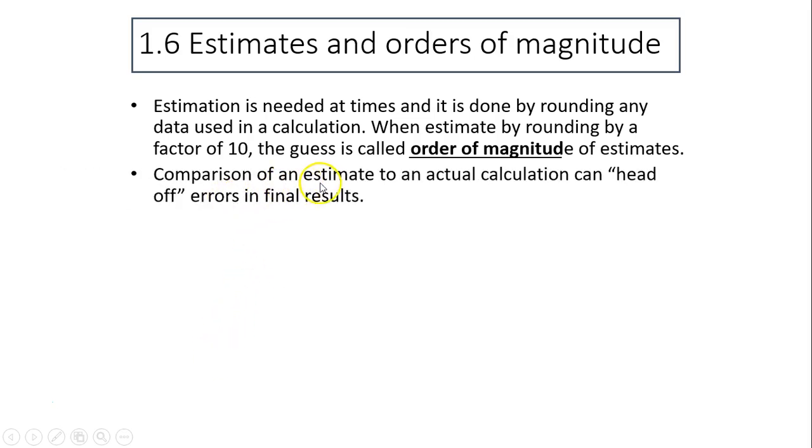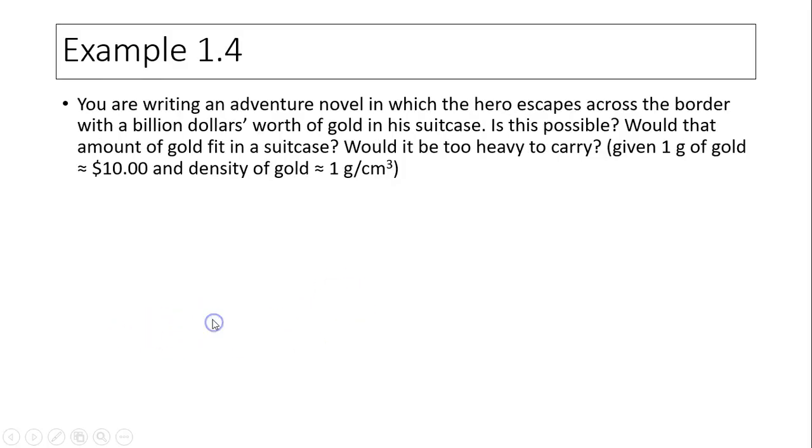So the guess is called an order of magnitude estimate. Comparison of an estimate to an actual calculation can head off errors in final results. Sometimes you can see if your result is correct or incorrect just by an estimate. So before you calculate, you should have a rough idea what the number should be, in range.